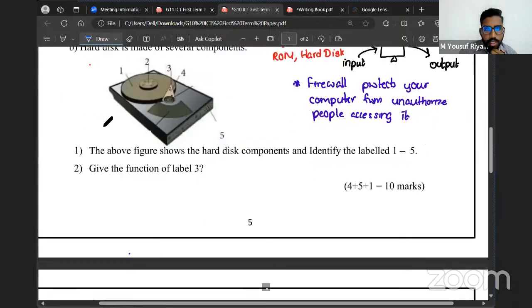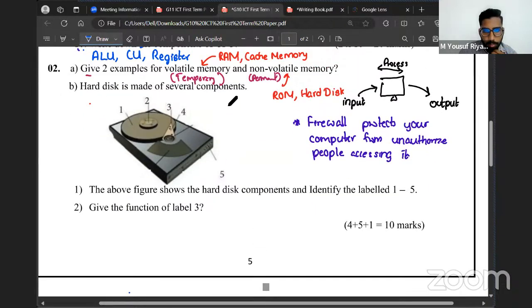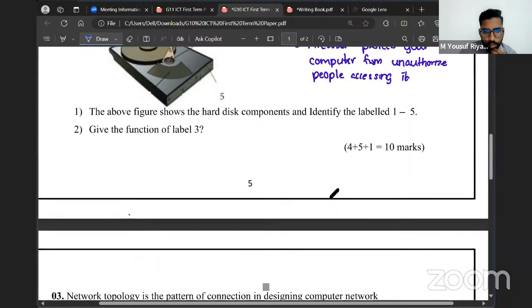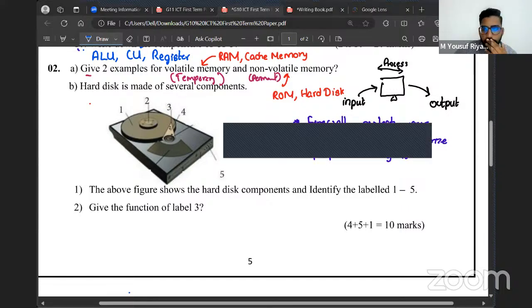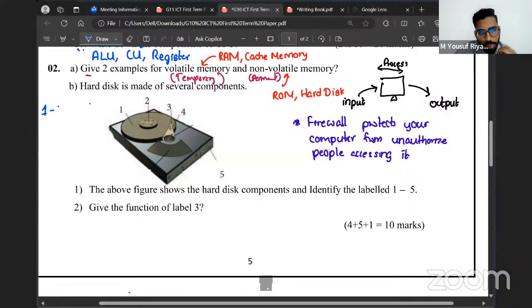Right. The next one. Hard disk is made of several components. The figure shows the hard disk components; identify the labels 1 to 5. Let's identify. What do you call this disk-like structure, number one? Yes, the disk-like structure is called a platter. Number one is a platter. And then, what rotates that platter? What rotates the platter is called a spindle.